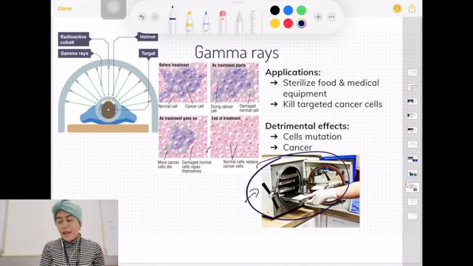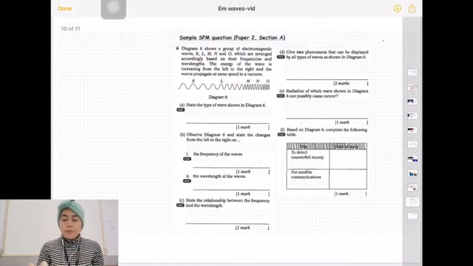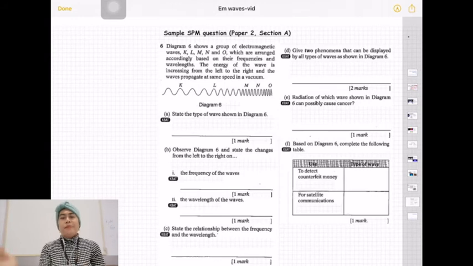So now let's have a look at a past SPM question. What you can do now is pause the video, try out this question, and come back later for the answer.